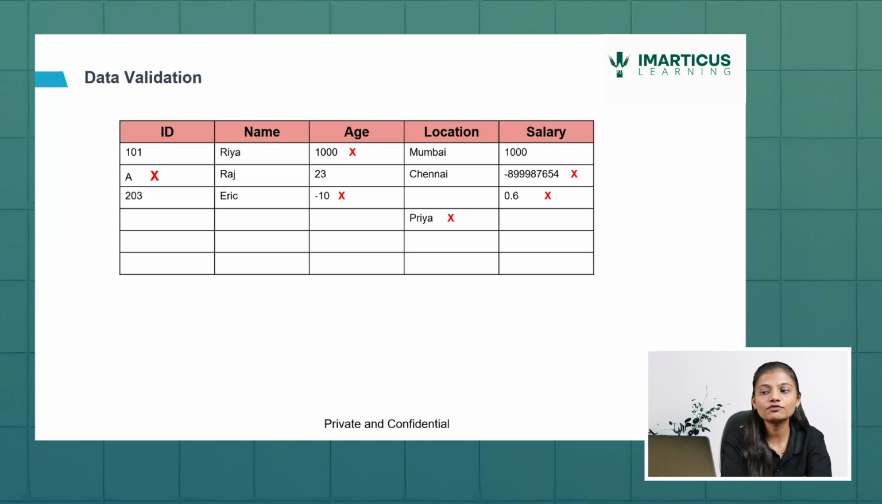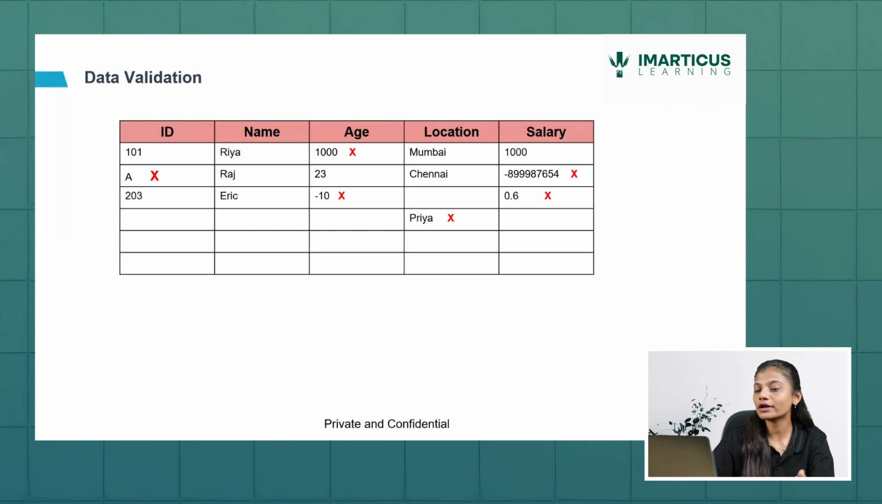So location, if you can see, I have location as Mumbai, I have location as Chennai, but do you think I will have a location known as Priya? Obviously that element is incorrect over here. Salaries, if you see, for example 1000, or a negative salary, or 0.6, that value is possibly incorrect over here. But how does Excel understand that these values are incorrect, that these values need not be there, or that we don't allow this kind of value? So for that approach, we use something called data validation.